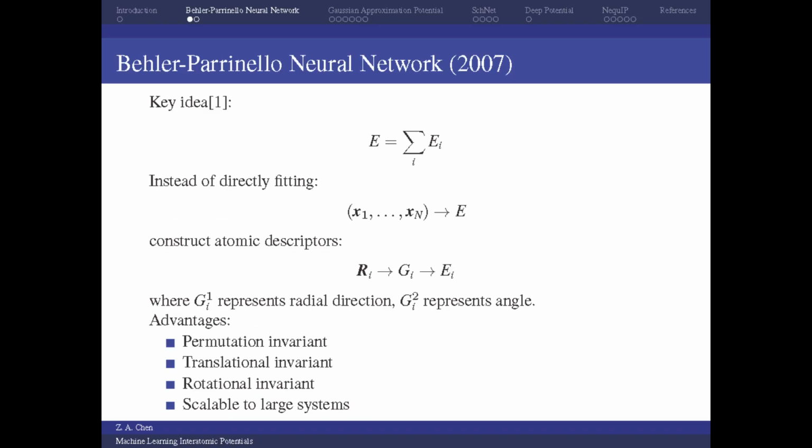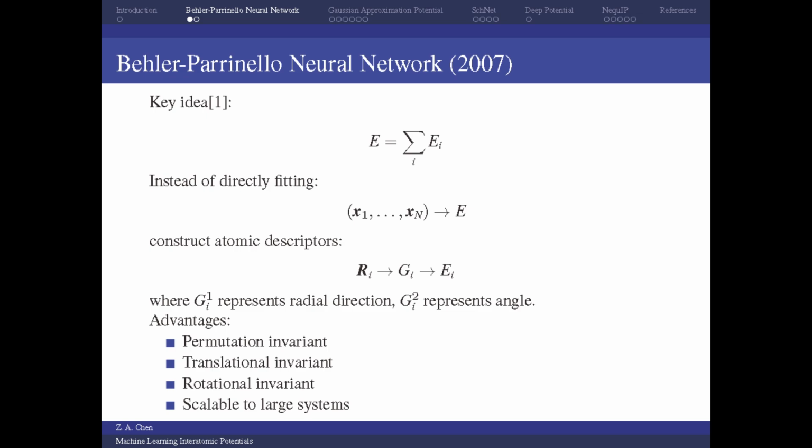The first paper I want to discuss is the Behler-Parrinello neural network from 2007. This is one of the foundational works of modern MLIPs. The key idea is very simple but extremely influential. Instead of fitting the entire molecular structure directly, the total energy is decomposed into atomic energies. Instead of directly using atomic coordinates for fitting, they choose to first construct atomic descriptors and then perform fitting.